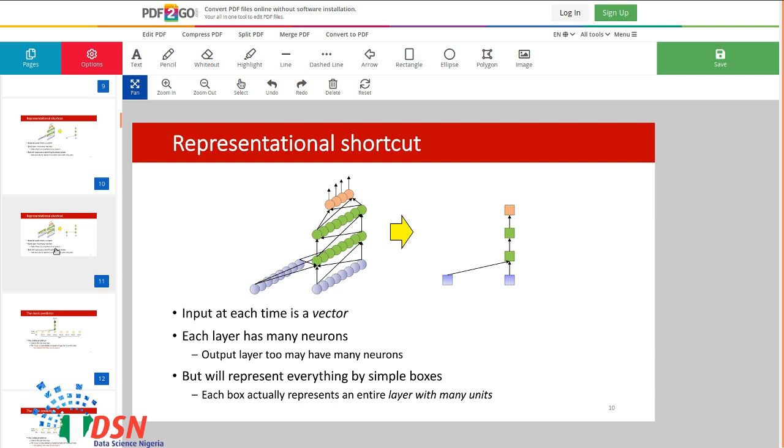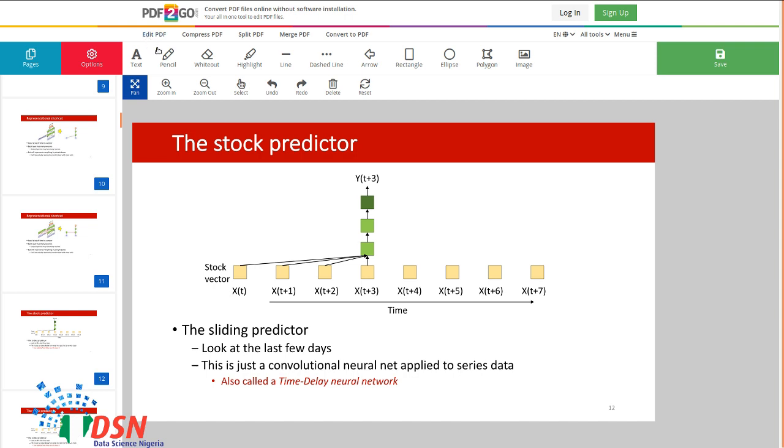Okay, so for the stock predictor, one thing that we could do without RNN is a time delay neural network. In a time delay neural network, we just consider a few days. So in this case, we just consider 3 days or 4 days to make the prediction for the last day. Okay, so the input of the network is the first day, the next day of that, and so on, and then we predict the price of the stock based on those inputs.